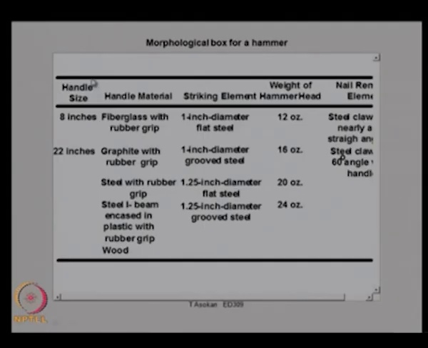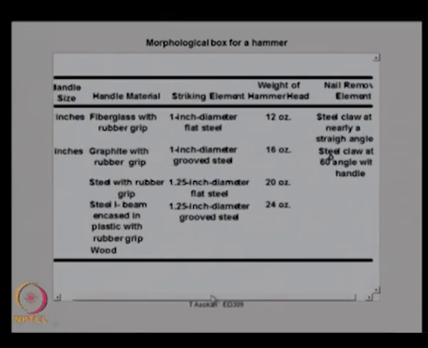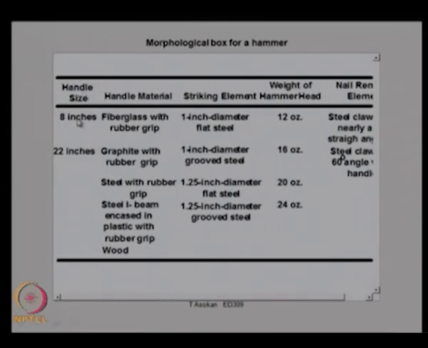We look at the generic components and the generic requirements, like a handle. If you take the handle as a product, then we can see handle size and handle material, striking element, weight of hammer head, and nail removal element as the generic components in this case. So these are the generic elements, and we need to develop the alternatives for these generic elements. So we can actually write down the possibilities here.